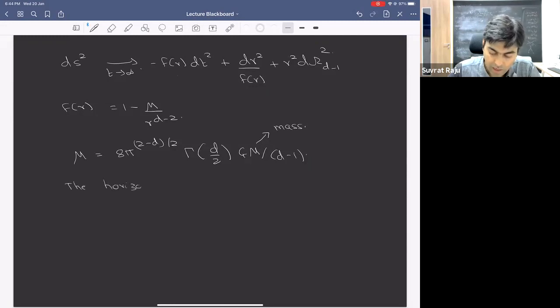Now the horizon is obviously at RH equal to mu to the 1 by d minus 2. Okay, and the horizon is the point where f of RH equals 0. Okay? So these are just some very basic facts about the geometry.